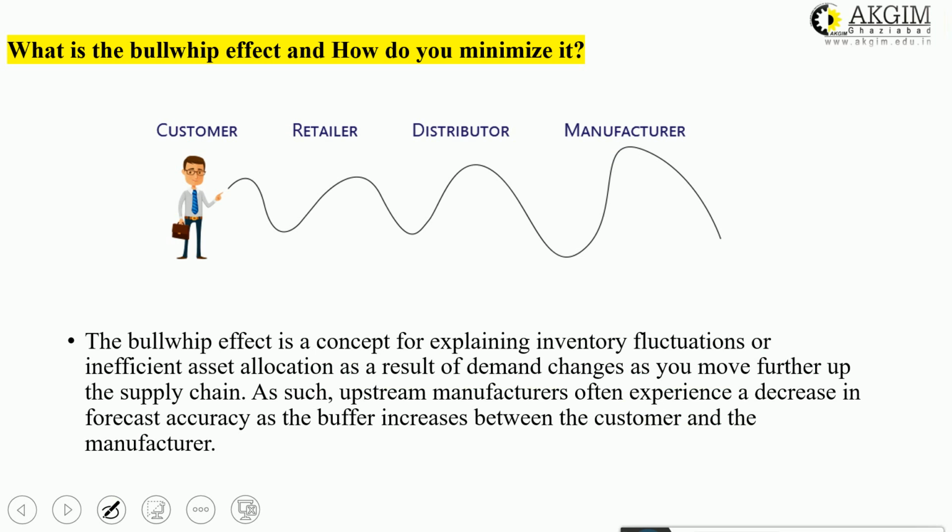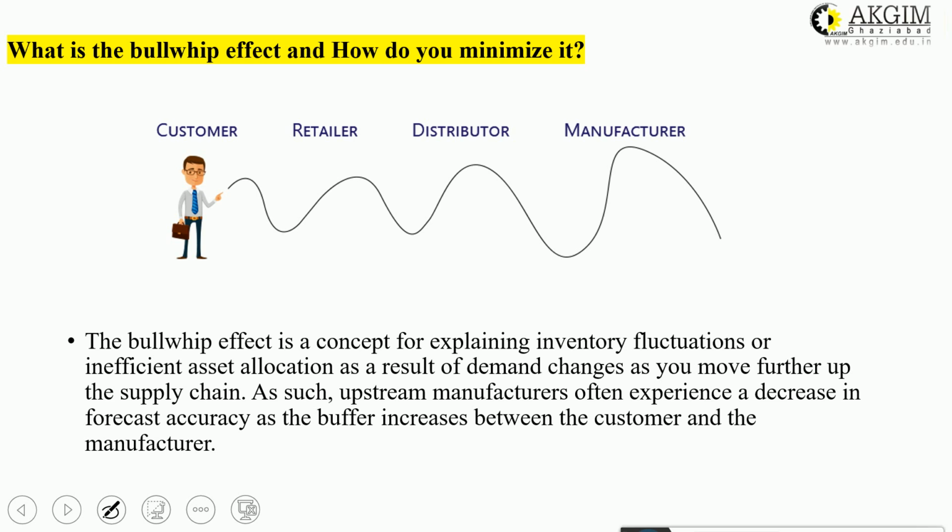So it's inventory fluctuation. It is a form of inventory fluctuation or insufficient asset allocation as a result of demand changes as you move further up the supply chain. As such, upstream manufacturers often experience a decrease in forecast accuracy as the buffer increases between the customer and the manufacturer. Right? So a small fluctuation in demand at the retail level can cause progressively larger fluctuation in demand at the wholesaler, distributor, manufacturer, and raw material supplier level.